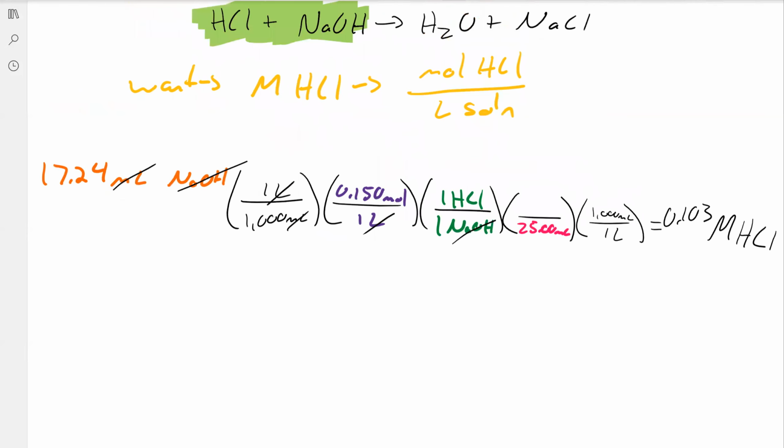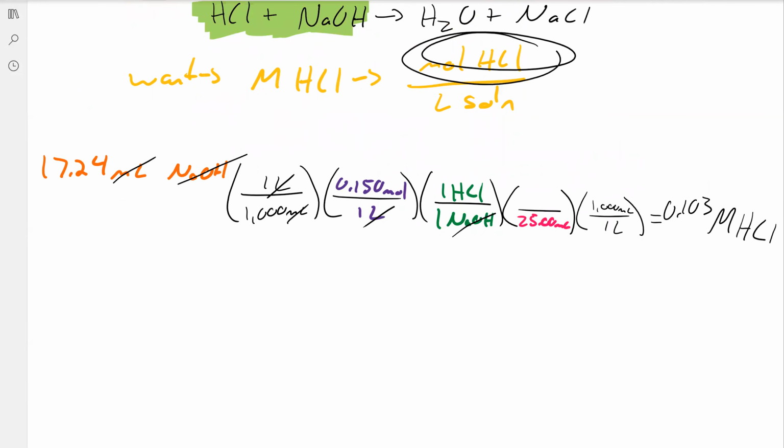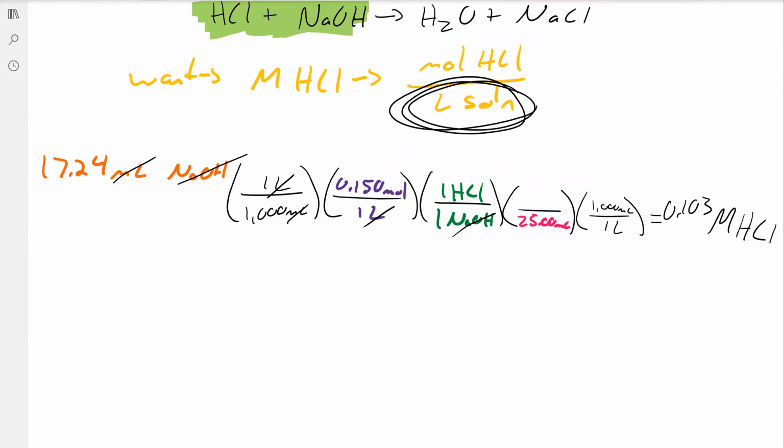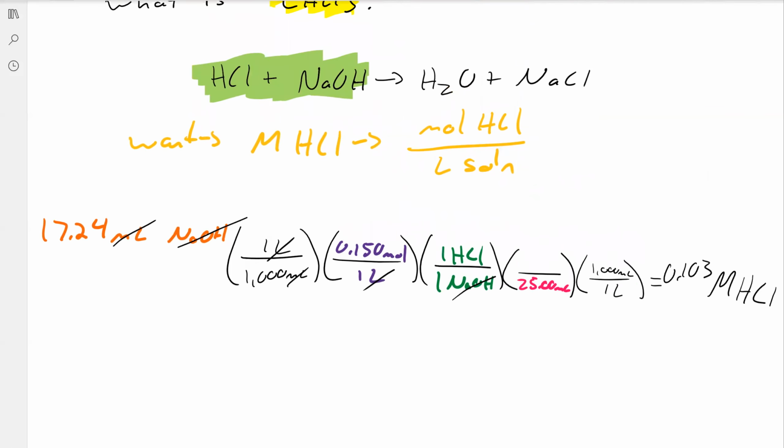You can also think of it as like a plug and chug problem, right? You could try to solve for moles of HCl, which is most of that problem down there, and then solve for liters of solution, which you would just take your 25 milliliters and convert that to liters. Whichever way you want to do it is fine. We just need to have everything be nice and organized.